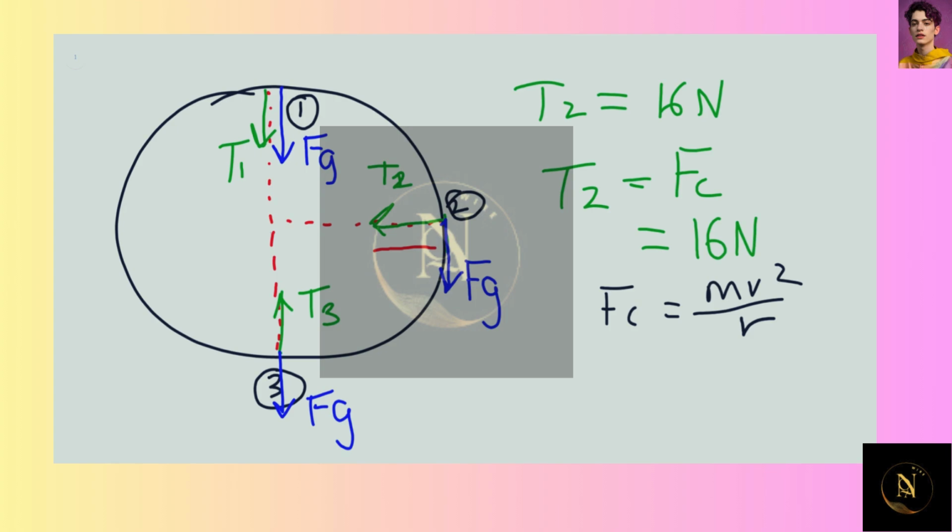Let's look at our point 1. So we can see from the free body diagram that there are two forces pointing towards the center of our circular motion, T1 and Fg. That means that Fc must be equal to those two forces added together. Now we also know that Fc is equal to 60 newtons.